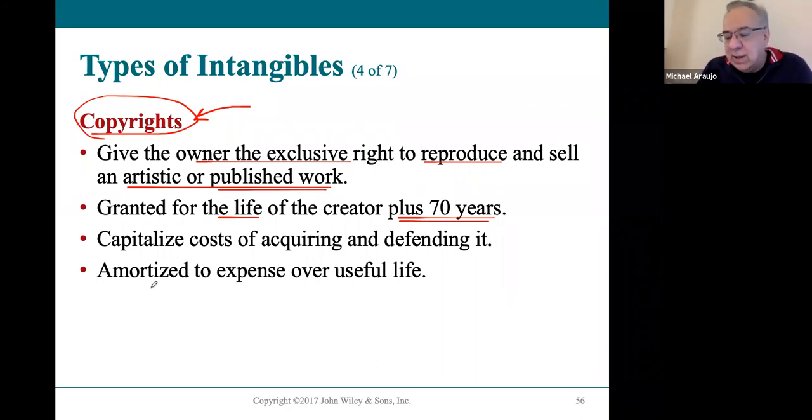How important is it? I want you to remember this song. I don't know if you've heard it before. I'm pretty sure you have.